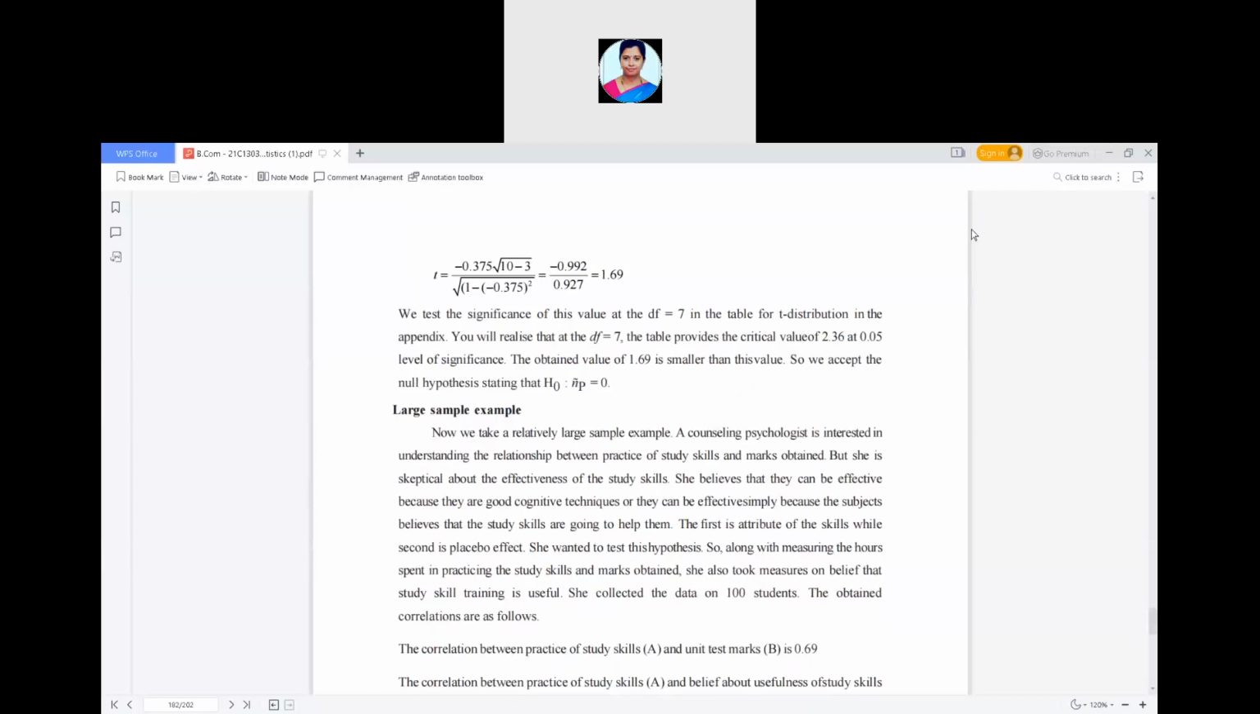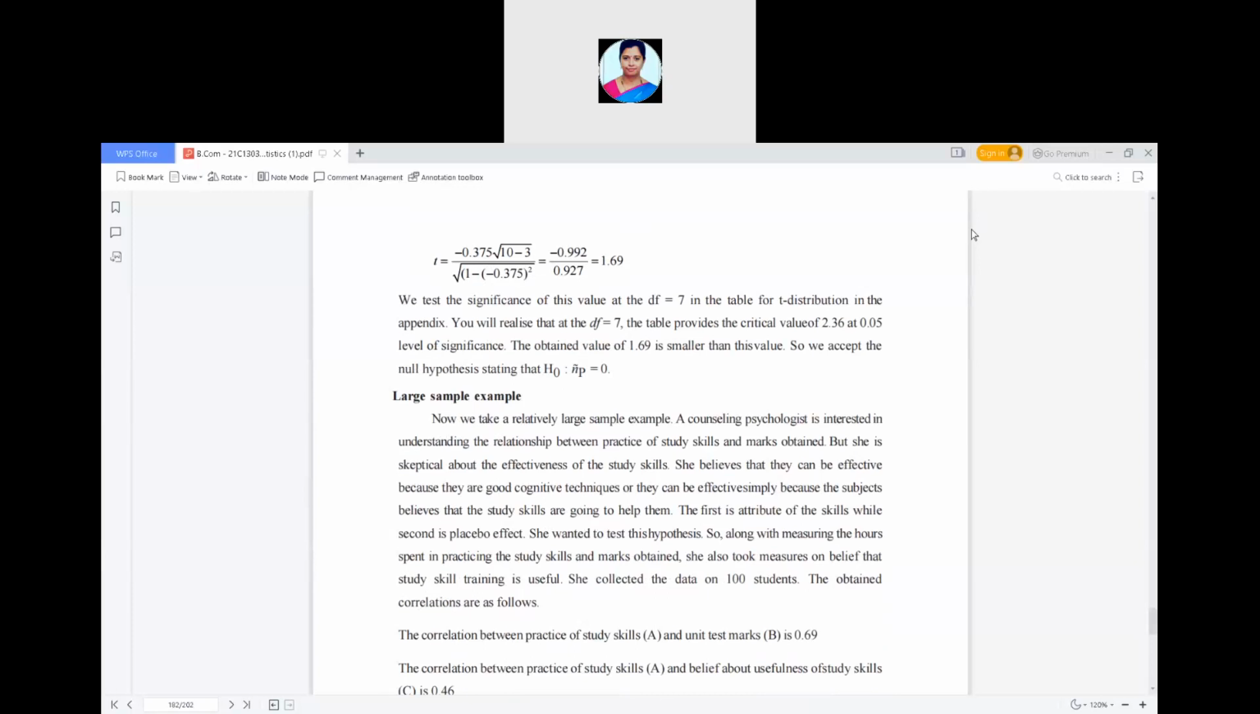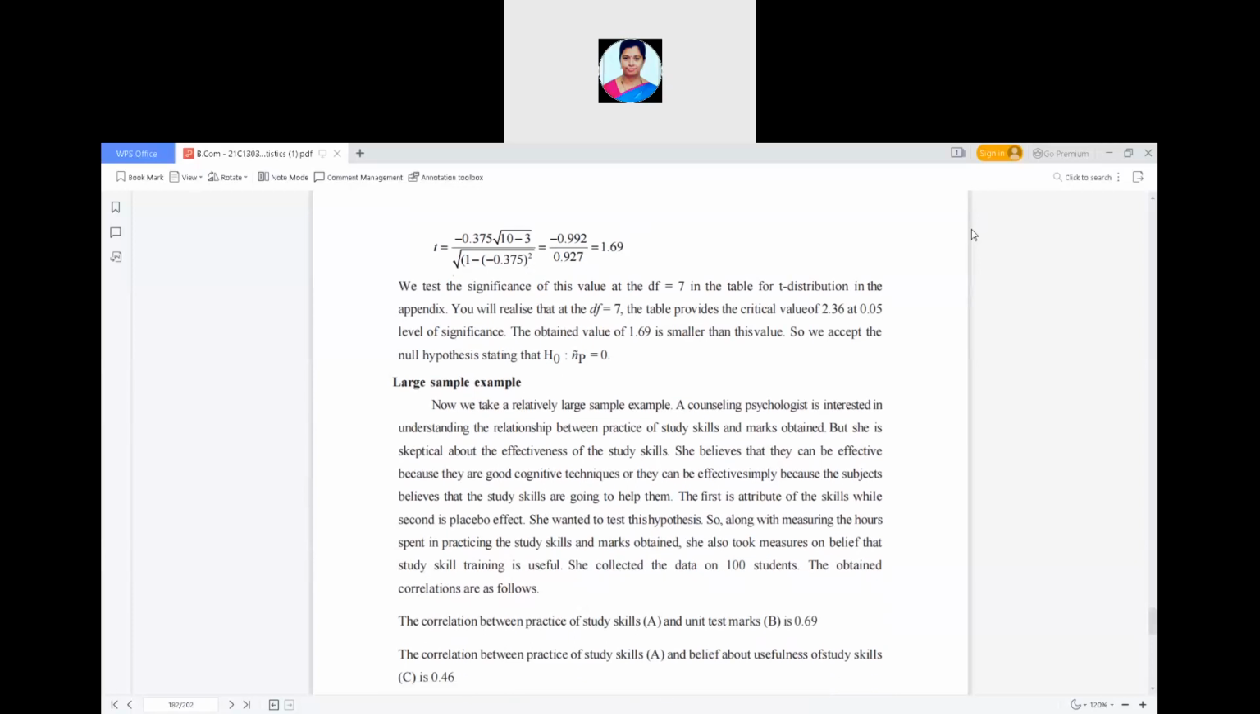For the large sample example, we should be aware of what we mean by large sample and small sample. A large sample is when n is greater than 30. If n is less than 30, we can consider that a small sample. So here we are going to consider a relatively large sample example.